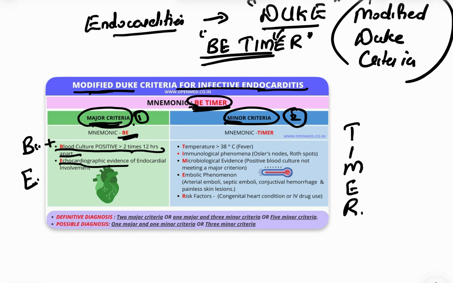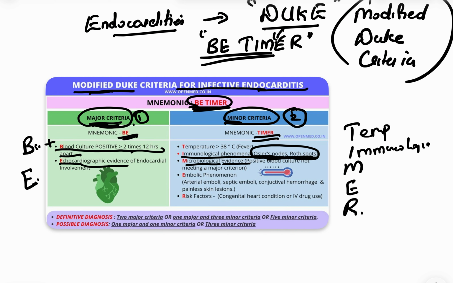Next is the minor criteria, TIMER. T is for temperature, I is for immunological phenomena. How will you identify the immunological phenomena? That is Osler's node and Roth spots. They are all immunological evidence, so this is a minor criterion. Osler's node and Roth spot come under immunological phenomena. Then M is microbiological evidence, which means a positive blood culture.